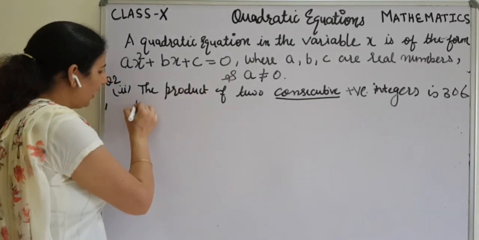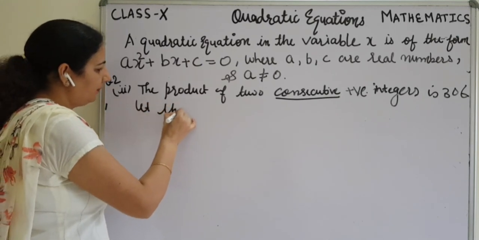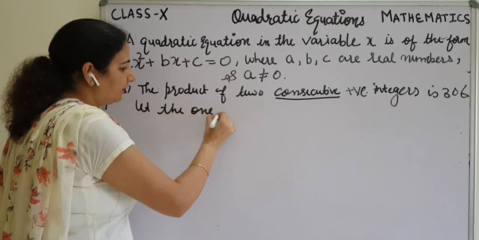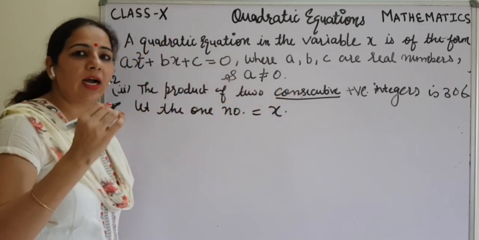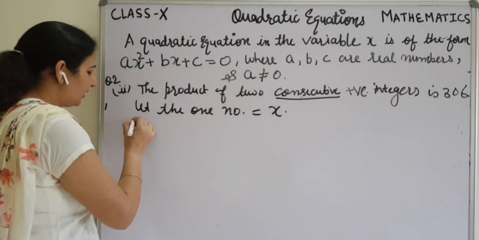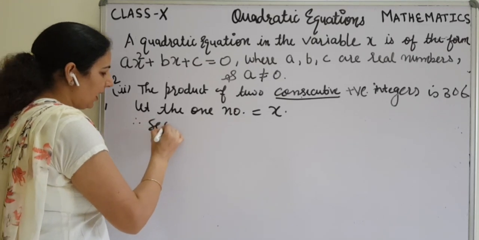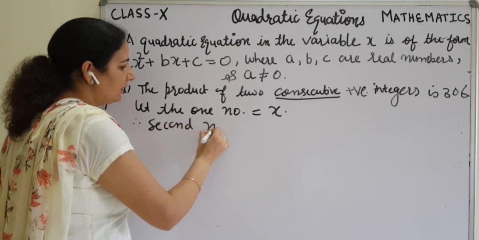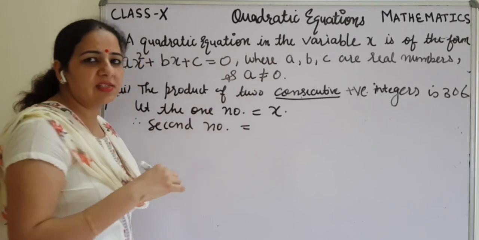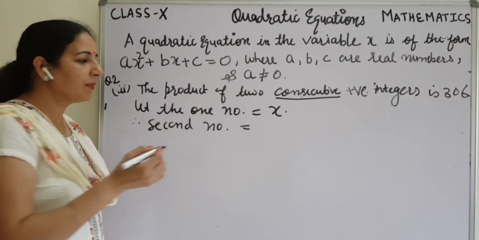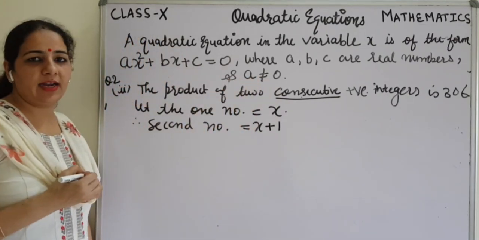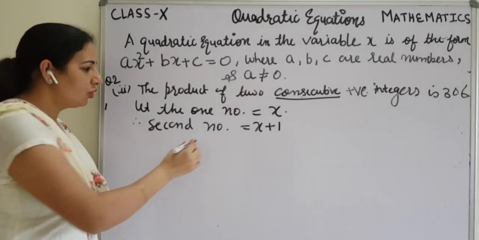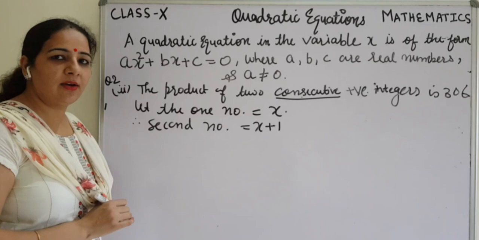So we are going to let one number. Let the one number be x. Consecutive means लगातार. If one number is x, then the second number can be x minus 1 or x plus 1. I am feeling more comfortable with the plus sign, so that's why I have taken x plus 1.